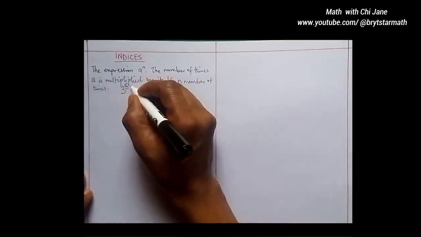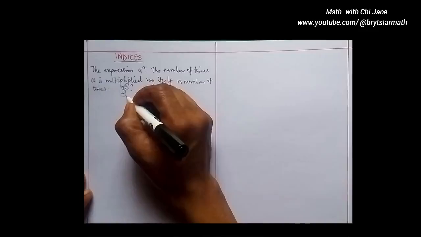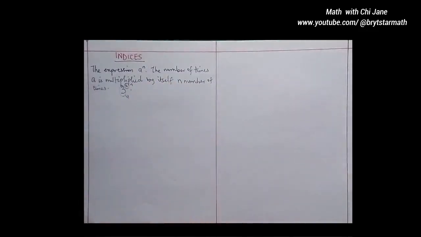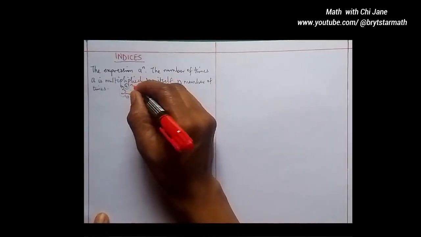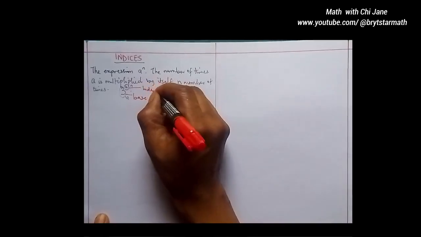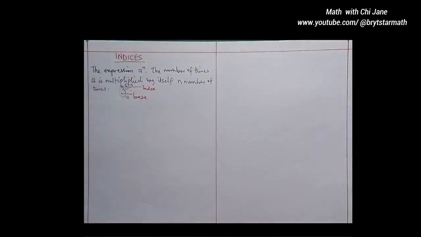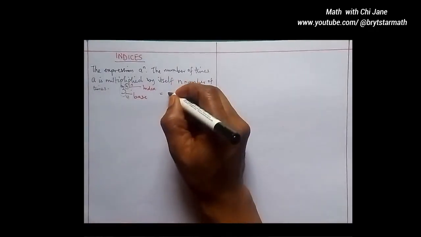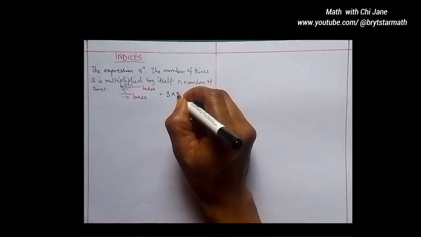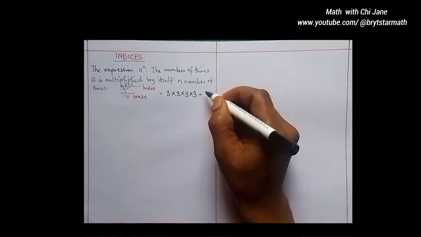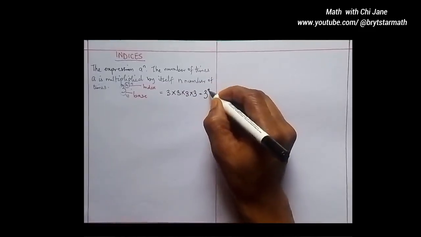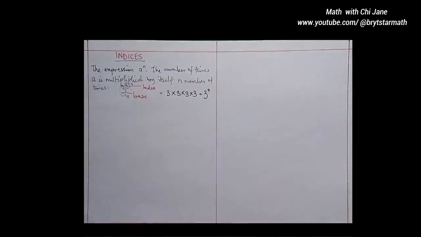This is the n and this is a. So the a is the base, which is the 3 is the base, while 4 is the index. So the number of times 3 is multiplied, that gives you indices. So we have 3 times 3 times 3 times 3. The number of times 3 is multiplied is 4 times. So we have 3 raised to the power of 4, giving us back the original question.